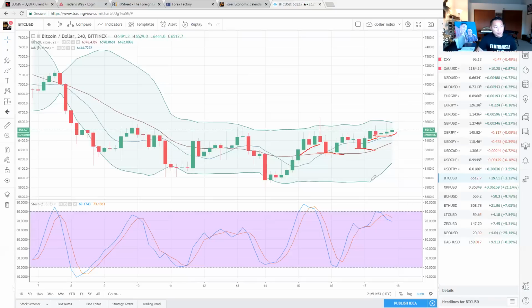Notice that this is angling. This is at an angle, pointing up more than the upper band.